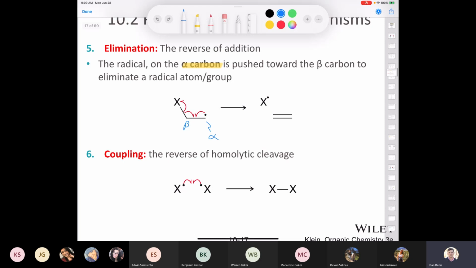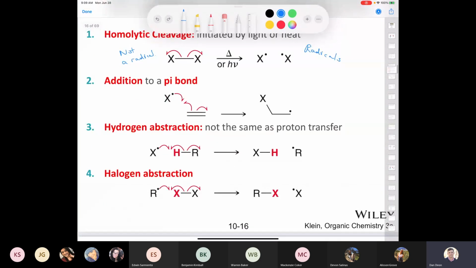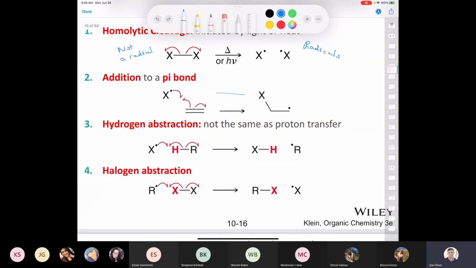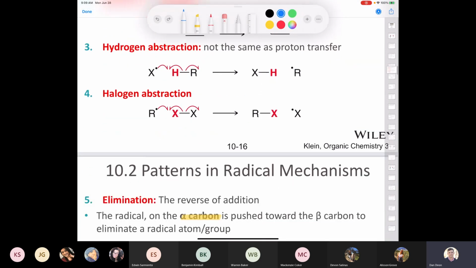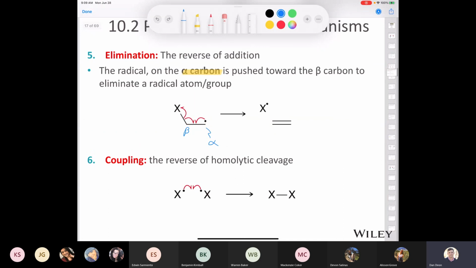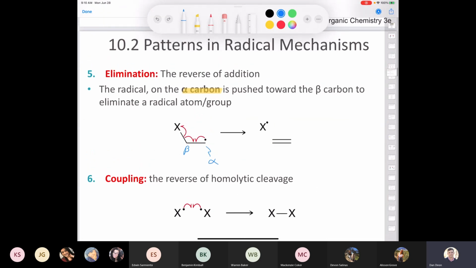Again, it's just the reverse of the addition to a pi bond that you see here. So you just do this in reverse. Anyhow, we'll talk about that relationship in a few minutes. And then the last one is a coupling, where you start with radicals and you end up with no radicals. This is just where 2 radicals come together and make a new bond. That's the reverse of the homolytic cleavage.